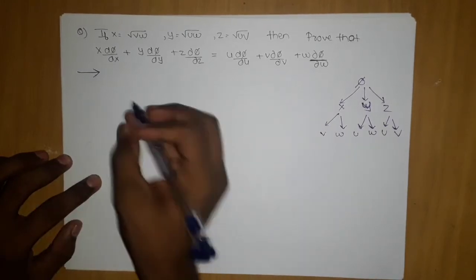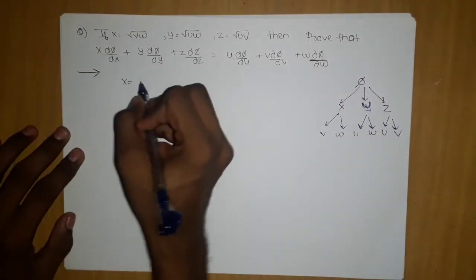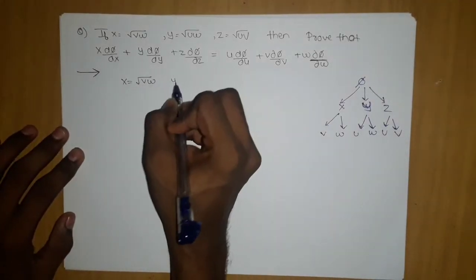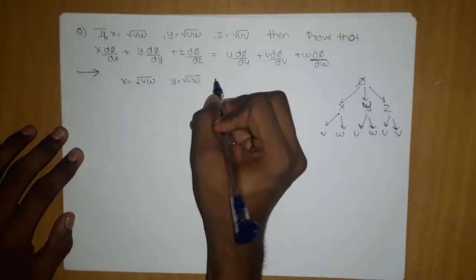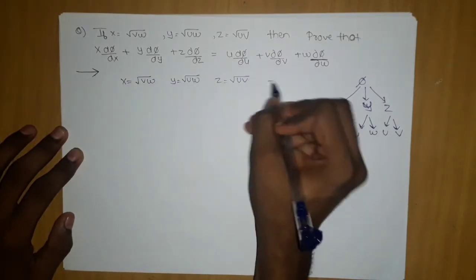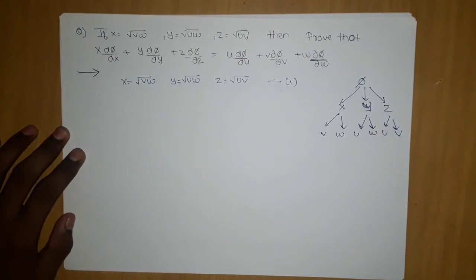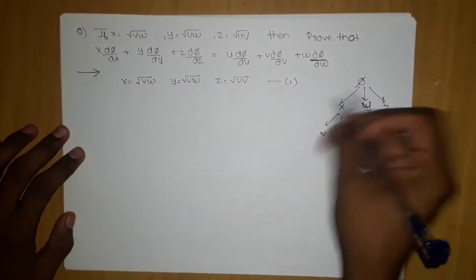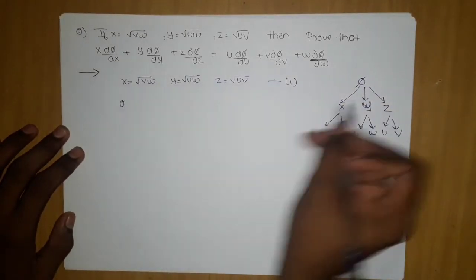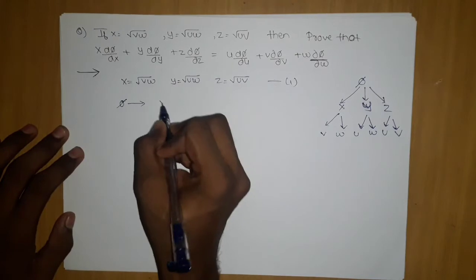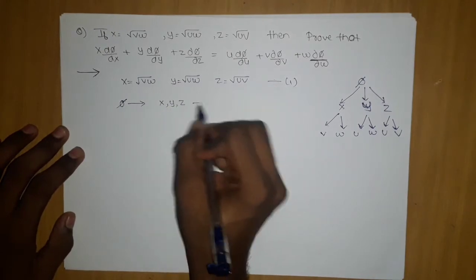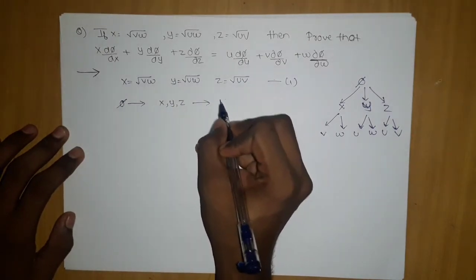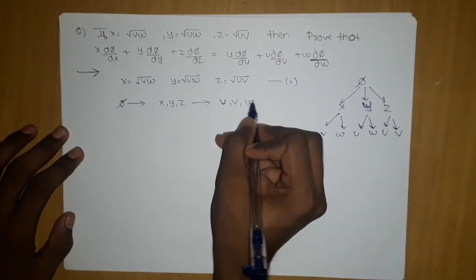Now what we have to write, we have to mention all the given things first, so that you can use them wherever you want. Z equals under root uv, you have to mention it as 1. After mentioning it, you have to express this chart, that is phi is a function of x, y, z, and it is a function of u, v, w.